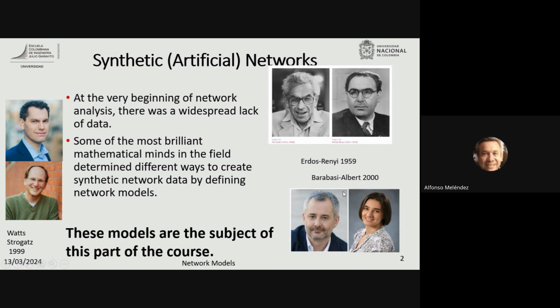And one year later, Albert Barabasi and Reka Albert, a woman, discovered a new kind of model, and it's the third model. This is called the scale-free model or preferential model. We're going to talk about it. There are more models today, 2023, but these are the most influential models in network science.